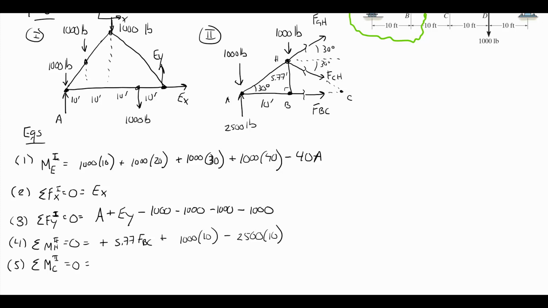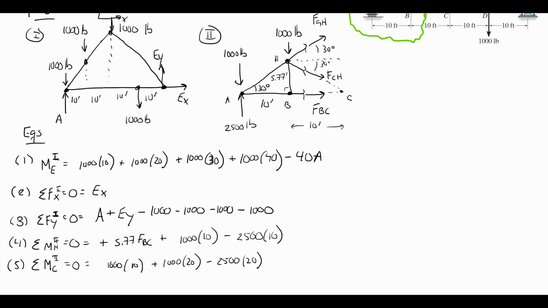So about point C, CH and BC will not appear. We are going to have the 1,000 pound force at H, which is also 10 feet from B to C, and that is going to be counterclockwise positive, plus 1,000 times 20 from the force at A, minus 2,500 times 20 from the reaction at A.